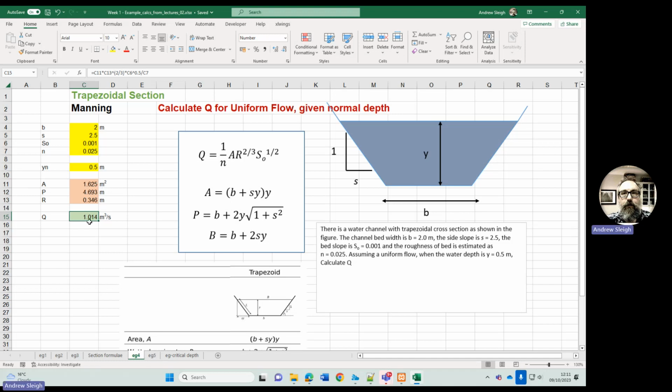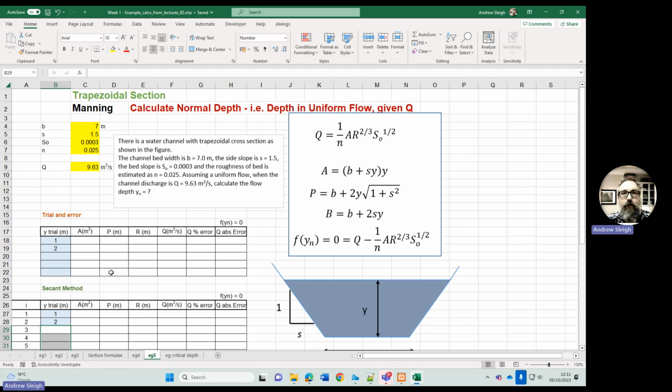So this was calculating the flow given a normal depth, but it's more tricky to calculate the depth given a flow. So let's have a look at this example. We're looking at a trapezoidal section, and we've got the formula for the trapezoid, a key here. We've got the formula that we're going to try and solve the value of y for.